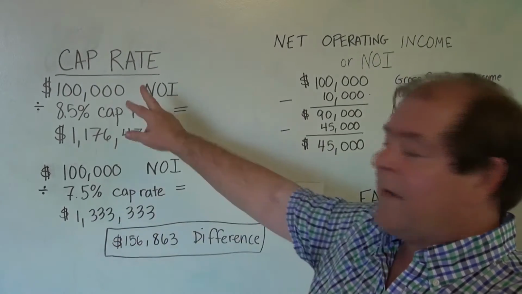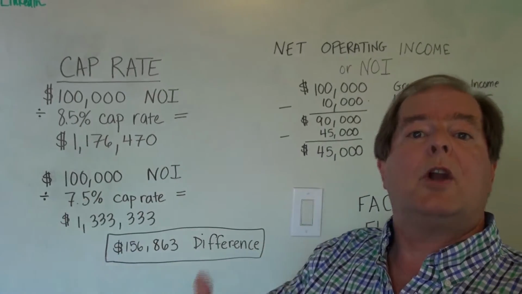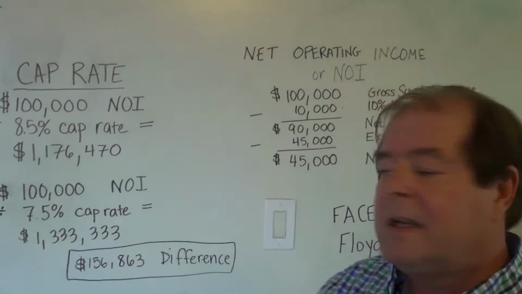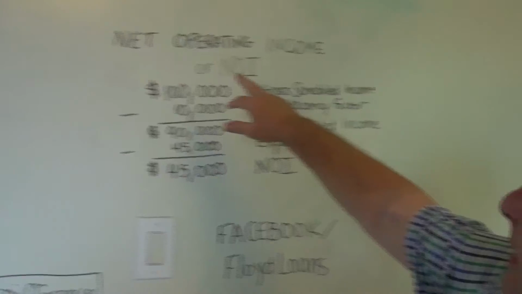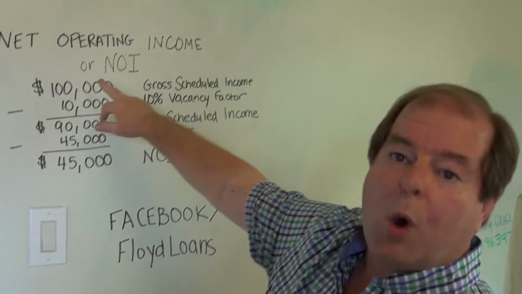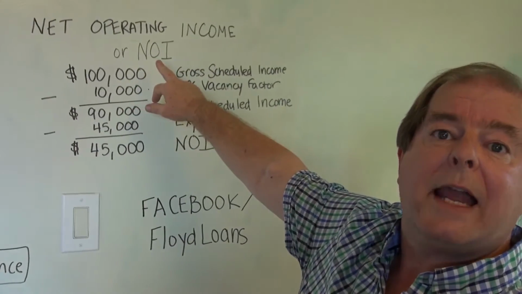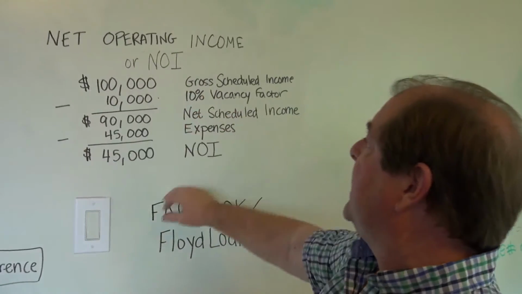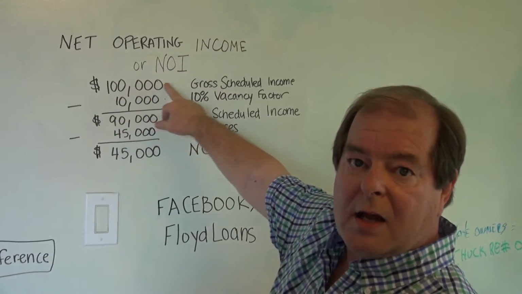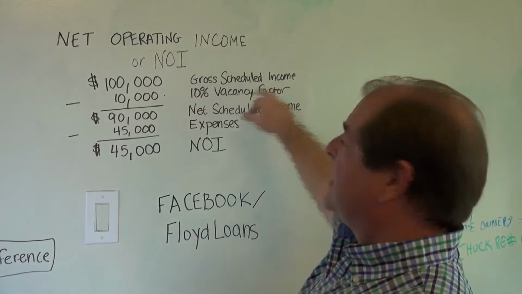Now, of course, to find the cap rate, we can't do that without knowing what the net operating income is. And over here we have an example of that. We have a net operating income, or the NOI. NOI is a slang term for net operating income. An example here is $100,000. That is our gross scheduled income.